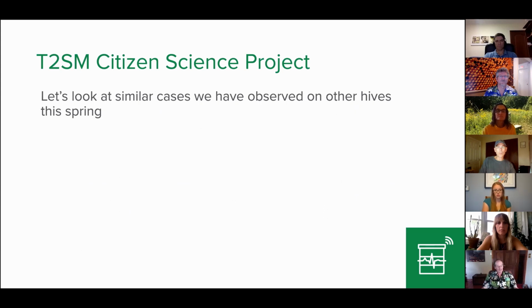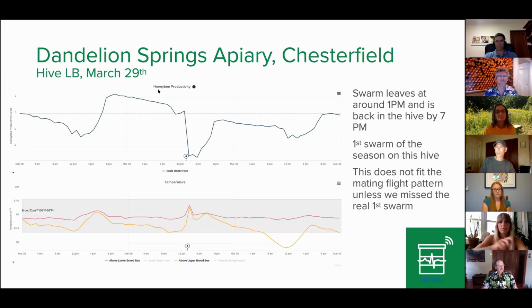Let's look at some other hives and similar events that we've seen this spring. Dandelion Springs Apiary, that's my place in Chesterfield, Virginia. There's a hive in the backyard, and clearly, again, there's a weight drop, a swarming event, and the weight comes back, meaning it could be a mating flight. However, it did not miss the pattern, because we think this was the first swarm, unless, of course, I missed the first one. That was March 28th, so it's quite early in spring.